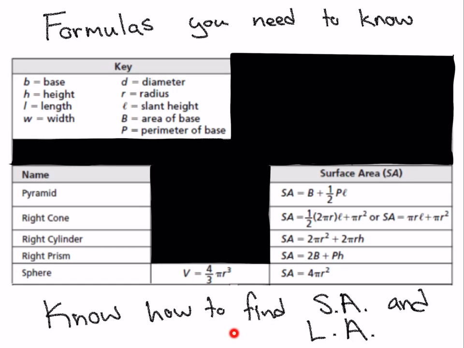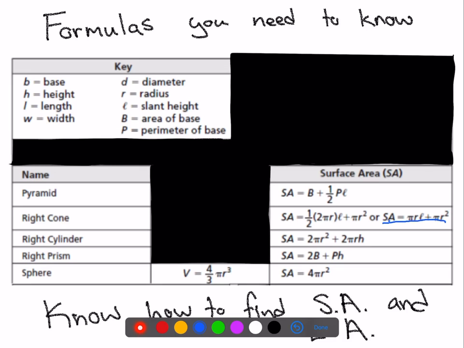So make sure that you know how to find both the surface area and the lateral area. I'm sorry, not the slant height, the surface area and the lateral area. Make sure that you guys know how to find both of those and you'll be good to go. This is the best method for you guys to study this up. And again, I would recommend using this equation right there. Surface area is equal to pi RL plus pi r squared instead of this 1/2 2 pi r times L plus pi r squared. And again, the key for each variable is right up here.